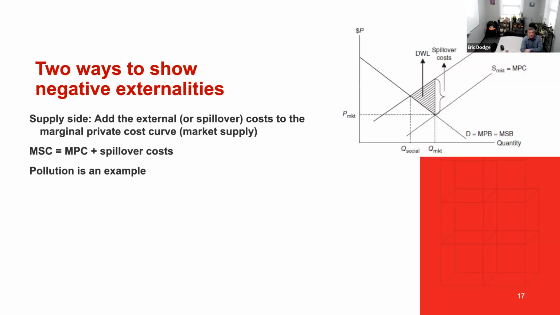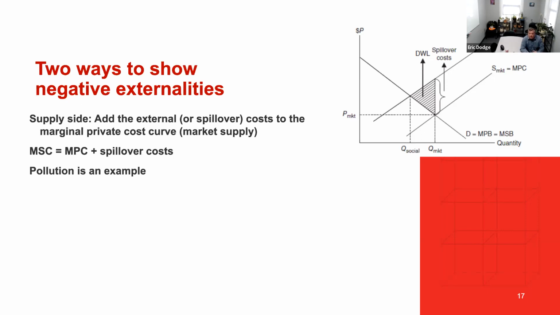So this is how you typically see it. You've got this downward sloping demand curve. That's marginal private benefit, marginal social benefit. The difference in this market is on the supply side. You've got a marginal private cost curve. That's this upward sloping supply, and that lies below what I call the supply to society, or the marginal social cost. That vertical gap is the spillover cost, the damage to other people.